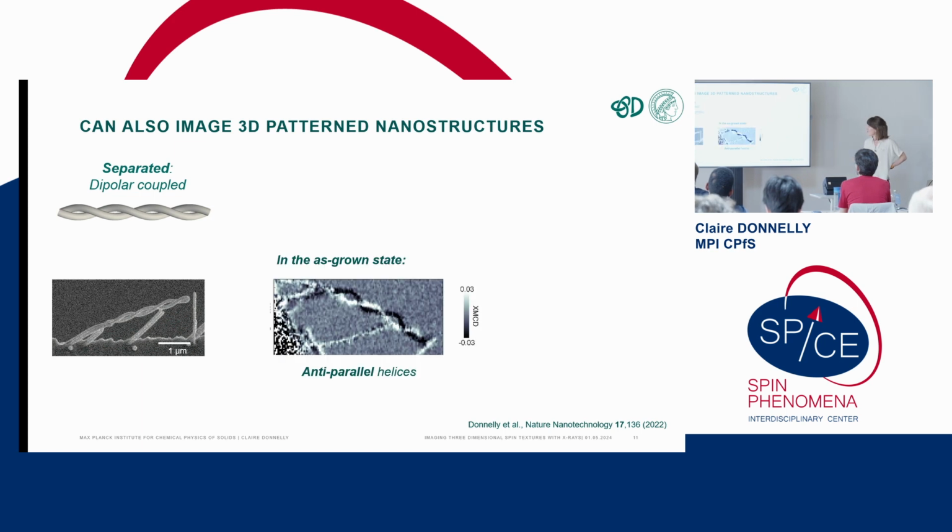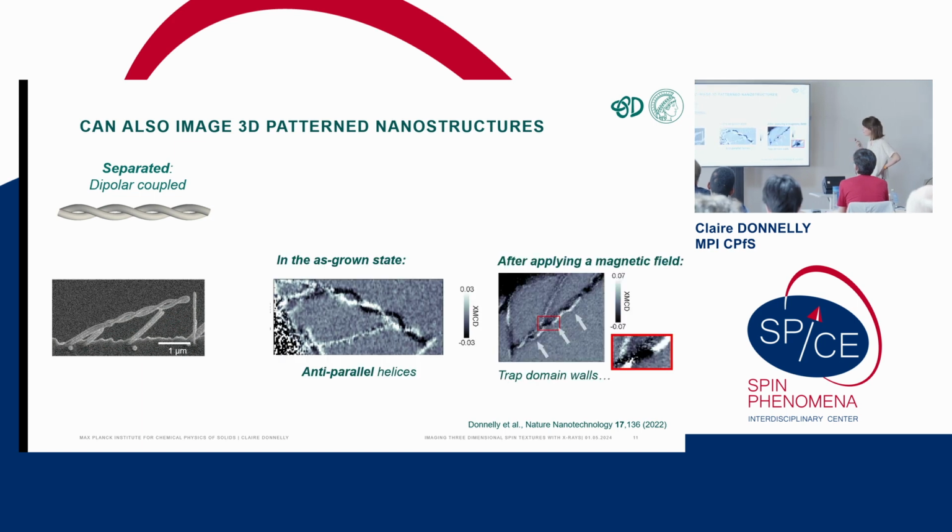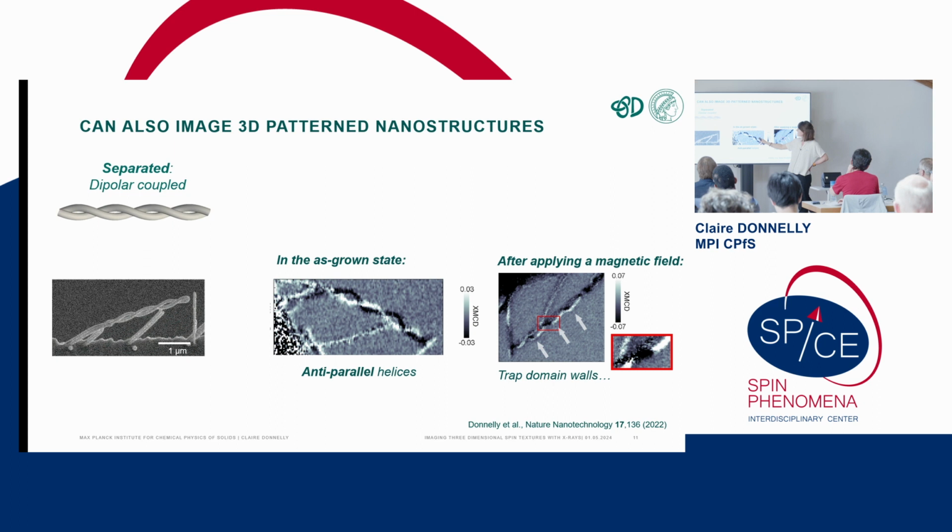But when we go to the X-rays, we can actually see with XMCD imaging that we can resolve these helices, and the black and the white essentially indicates the orientation of the helix. So in the ground state, in the as-grown state, we have anti-parallel alignment, when we apply strong magnetic fields perpendicular to the long axis and nucleate basically a regular array of domain walls.